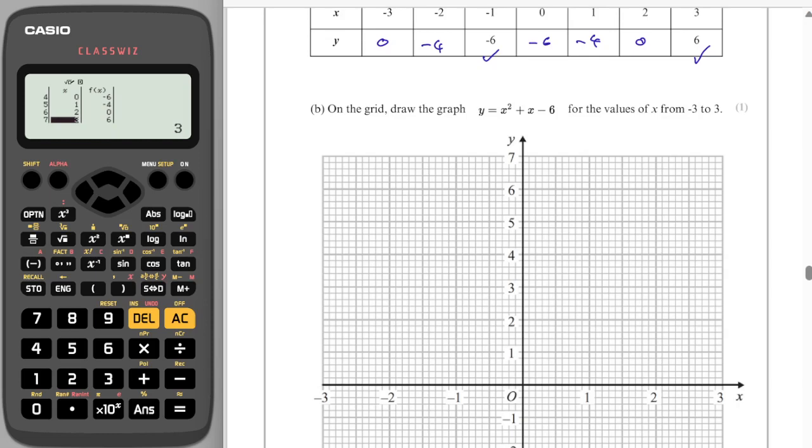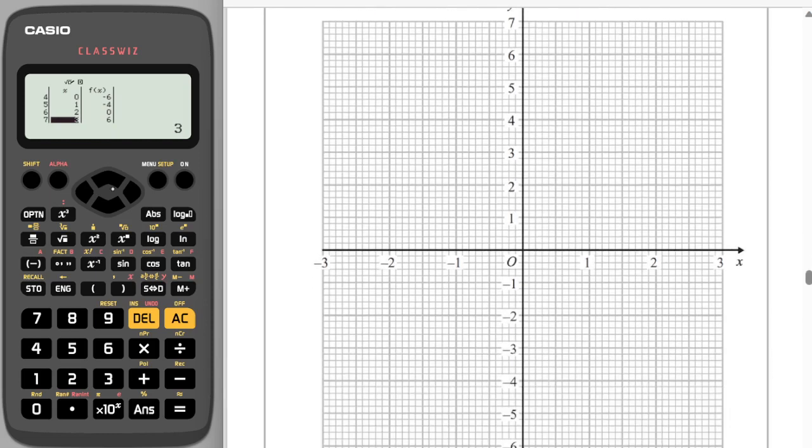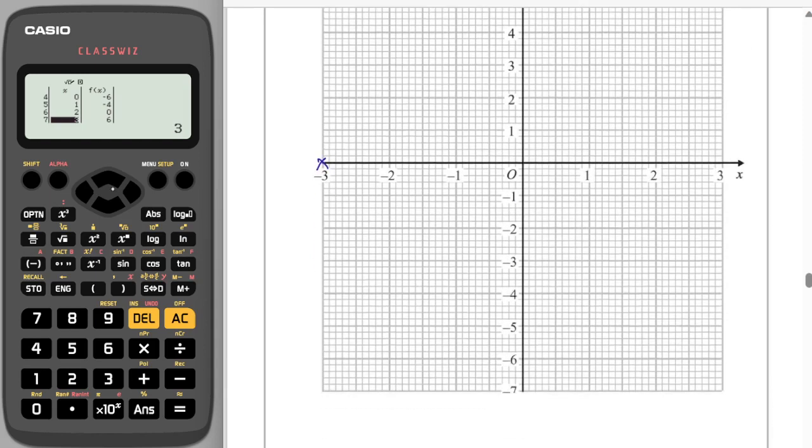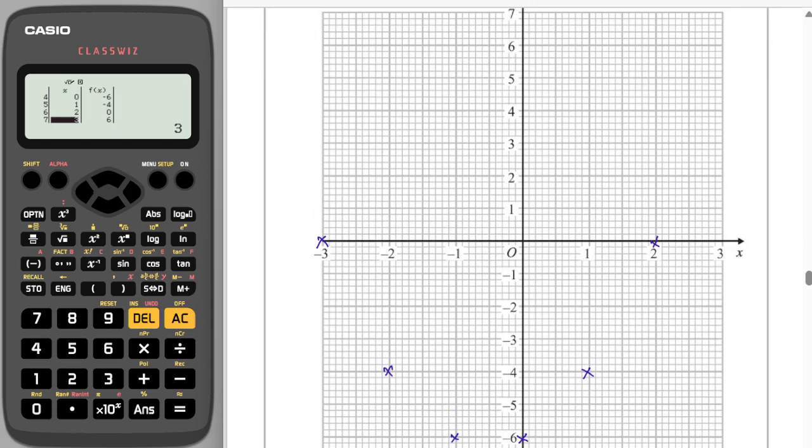So I need to plot those points. So -3, 0 was the first point. Then I've got -2, -4. Then I've got -1, -6. 0, -6. 1, -4. 2, 0, and then finally 3, 6.